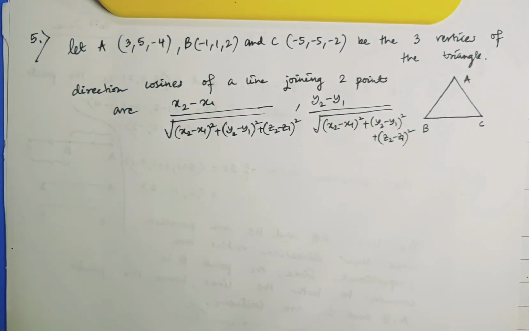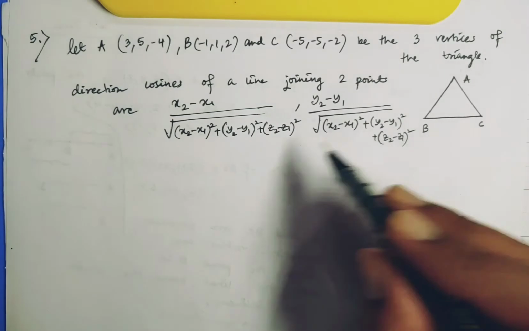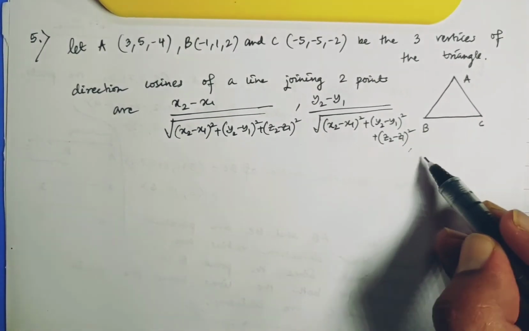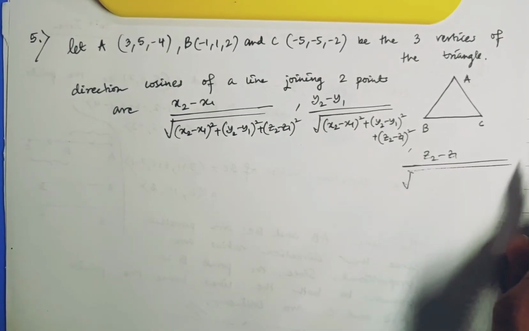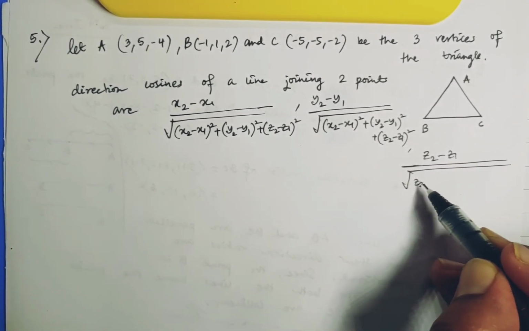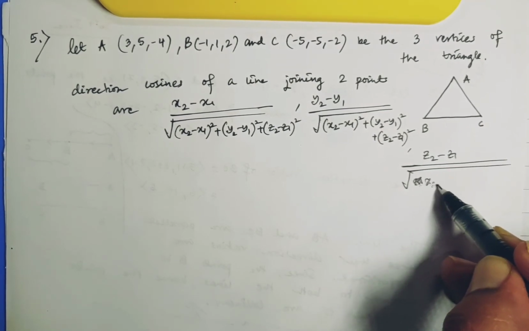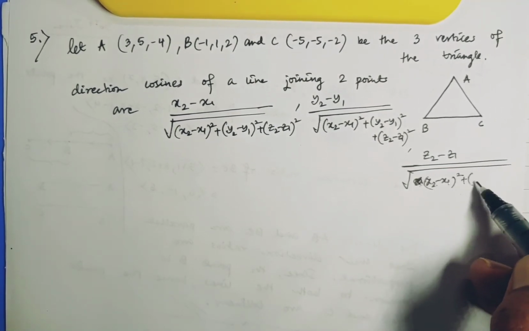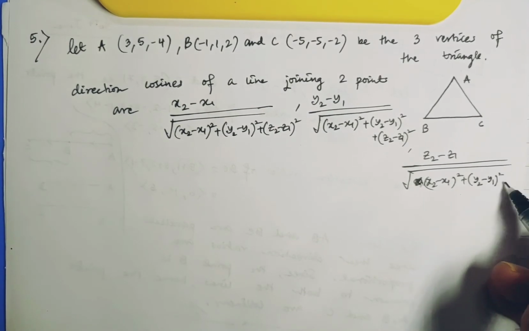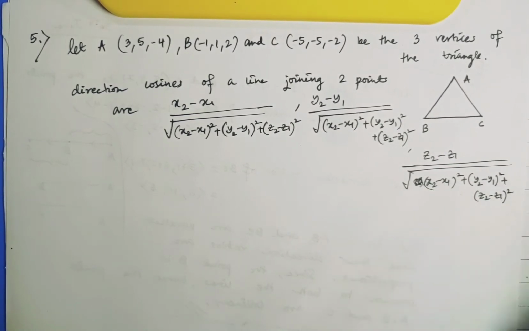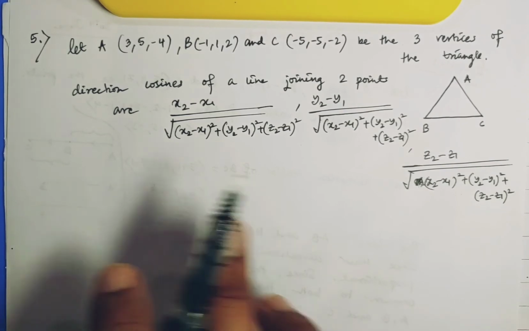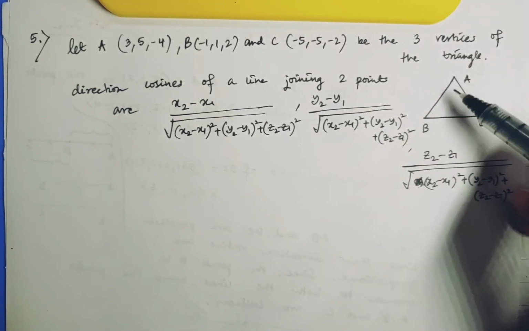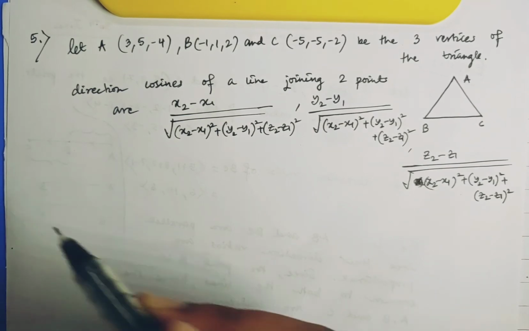Right? Now the other one, what was that? Let's write in here, z2 minus z1 divided by root over of the same, x2 minus x1 whole square plus y2 minus y1 whole square plus z2 minus z1 whole square. The below one is basically the magnitude of the line, the length of the line. So now we have to find the direction cosine of AB. So what will be that?